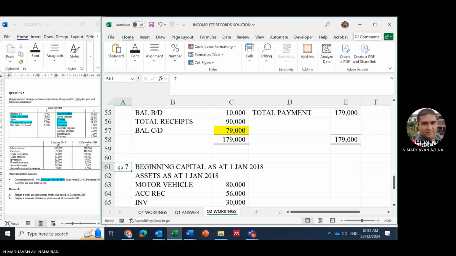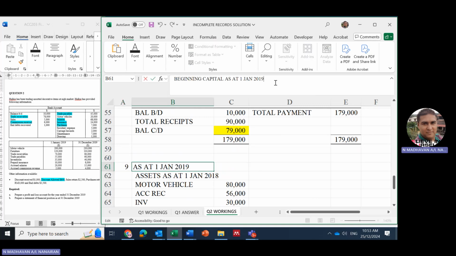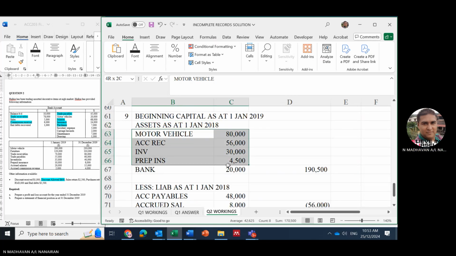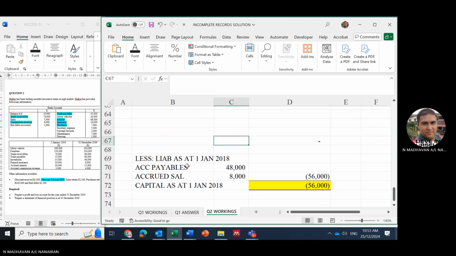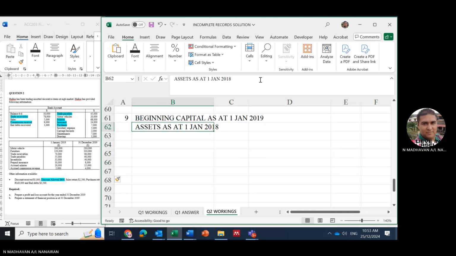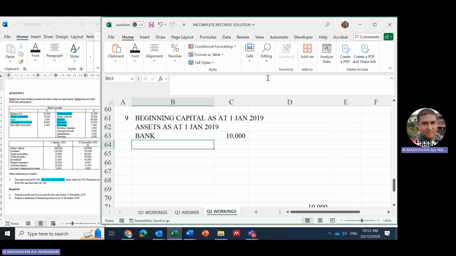Number 9. Calculate the beginning capital as at 1st January 2019, correct? Okay, let's see all the assets. What's the first asset, guys? You have bank, correct or not? Yes? Hello, people, are you all with me? 10,000. Shall we?